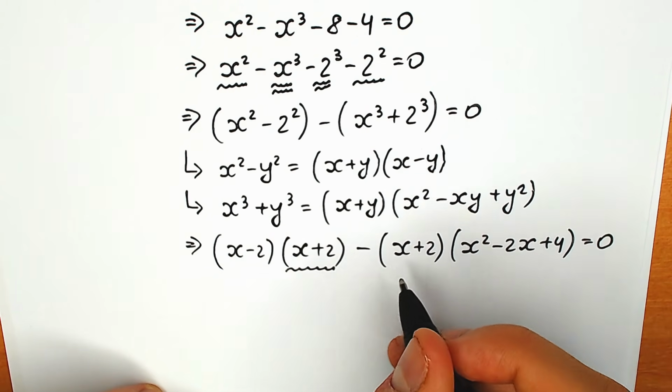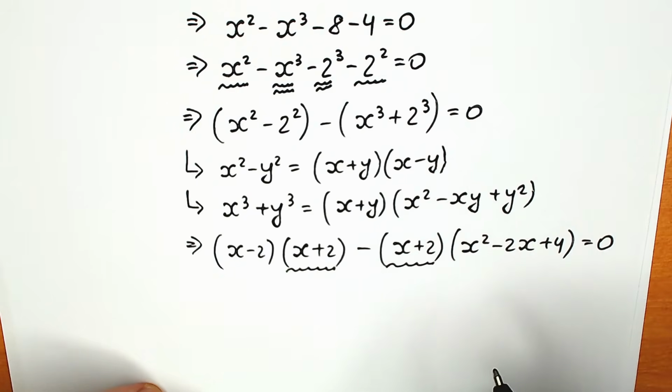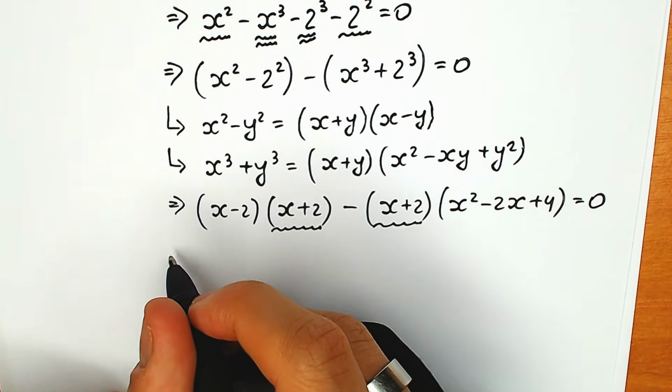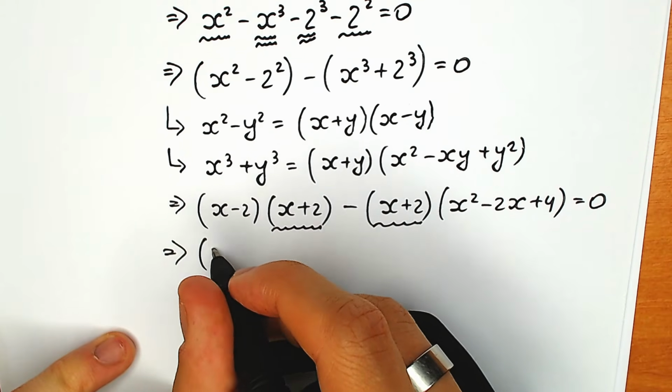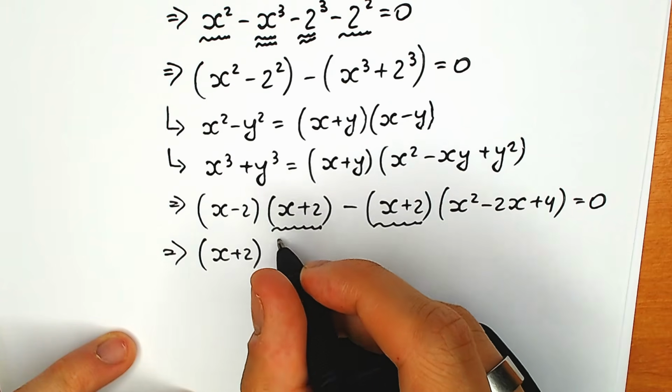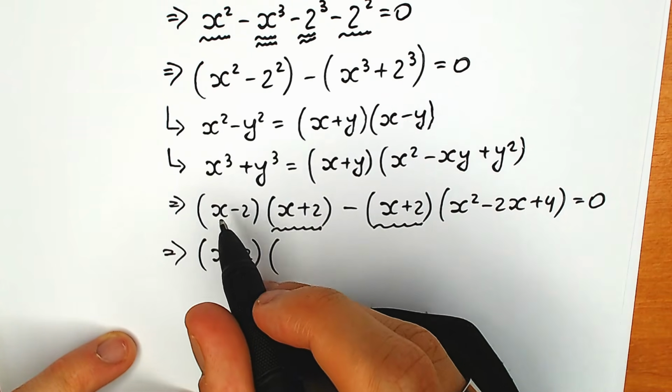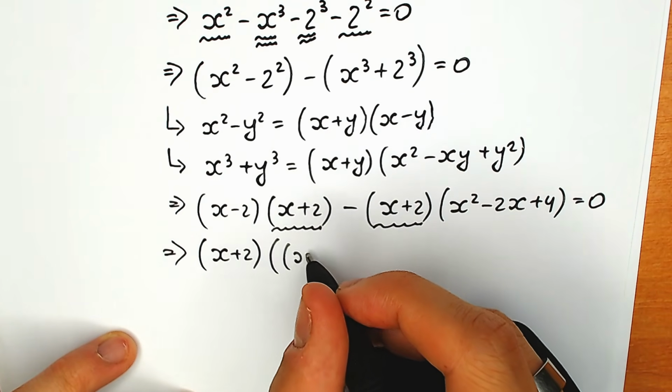We have x plus 2 and we have x plus 2. So we can easily factor this x plus 2 as a common factor. So let's do this. We have x plus 2 right here, and in the second parenthesis, let's write x minus 2 with parentheses.